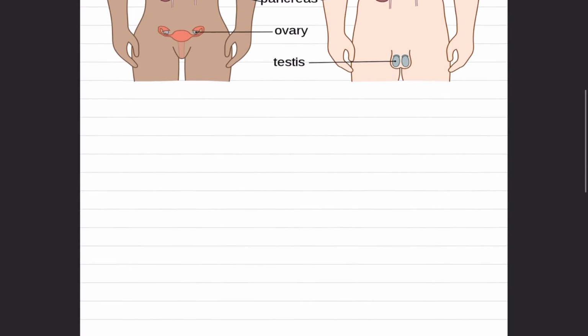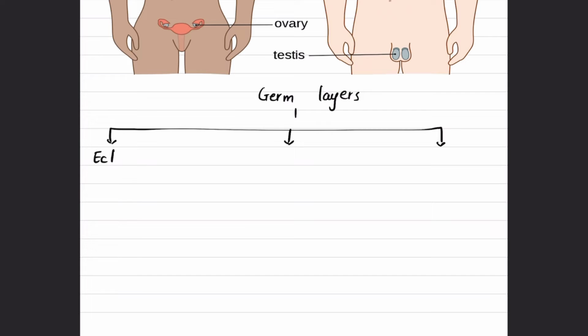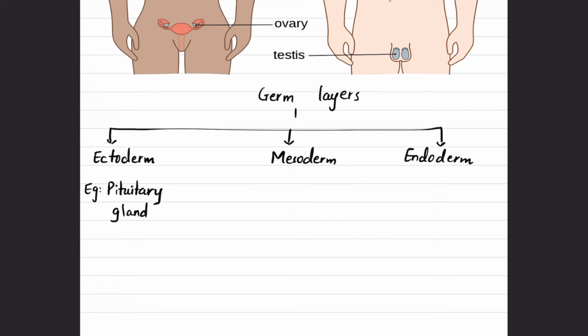Now we will take some brief points in endocrinology. Basically, the endocrine glands originate from all three germ layers of the embryo: ectoderm, mesoderm, and endoderm. The example of ectoderm is the pituitary gland, the example of mesoderm is the adrenal cortex, and the example of endoderm is the thyroid follicular cells.